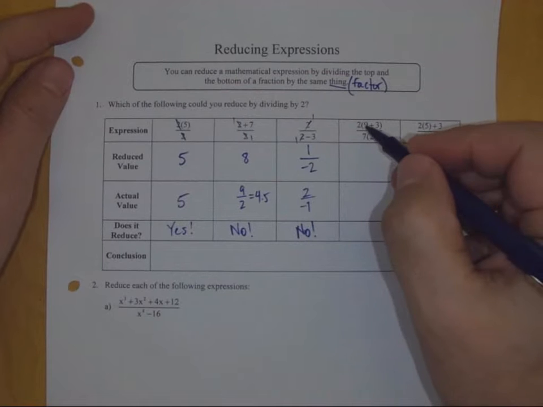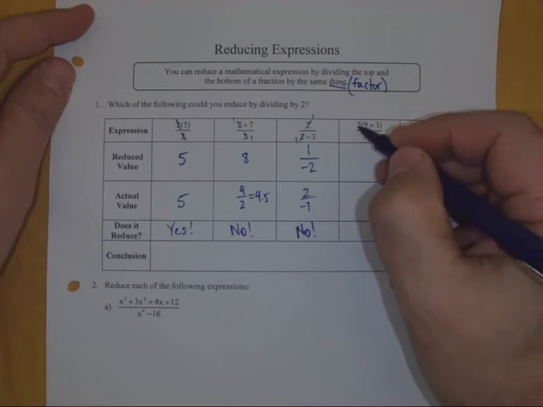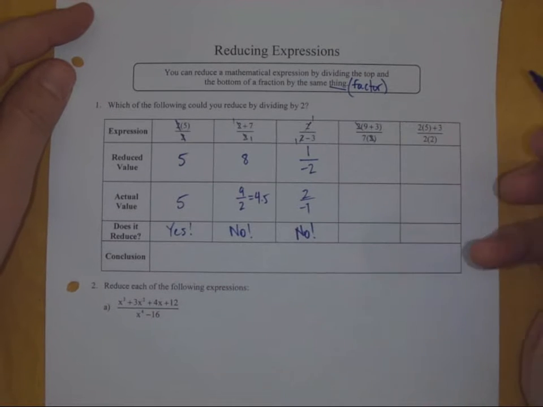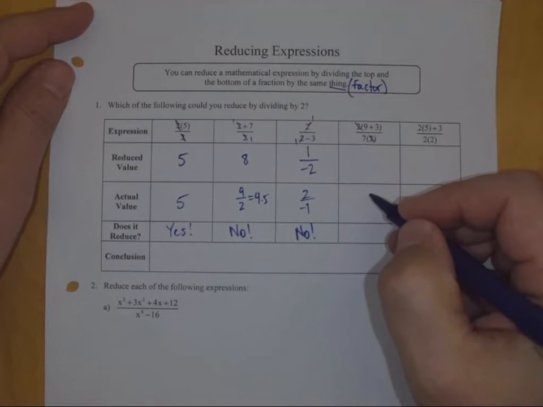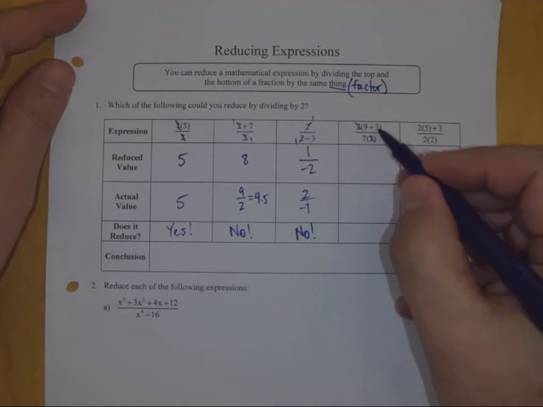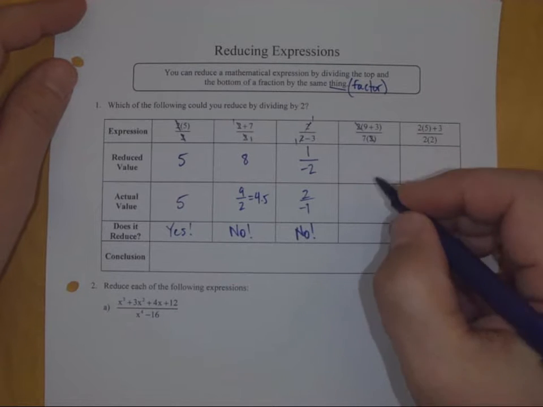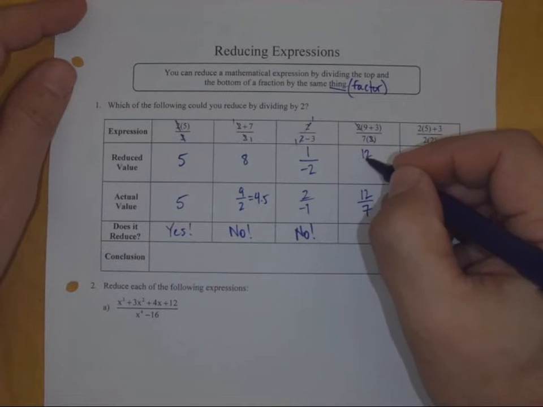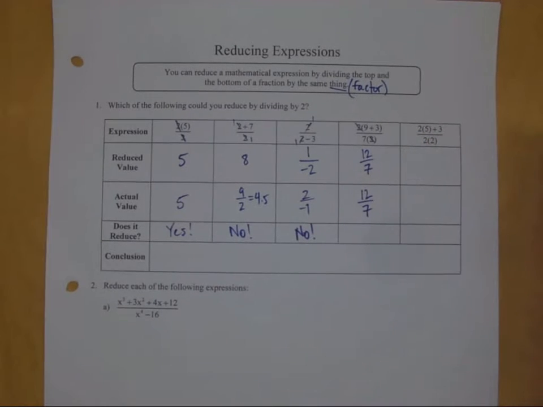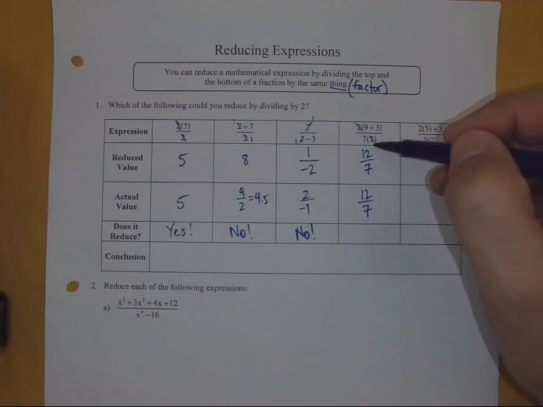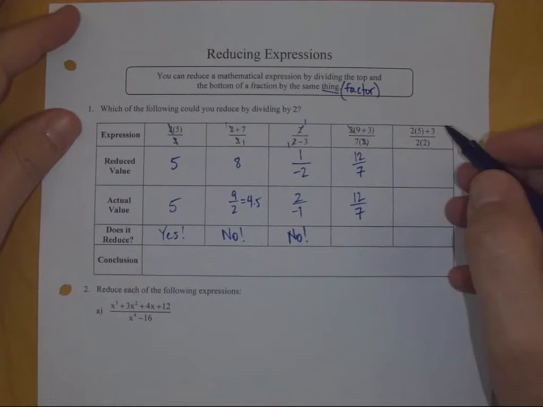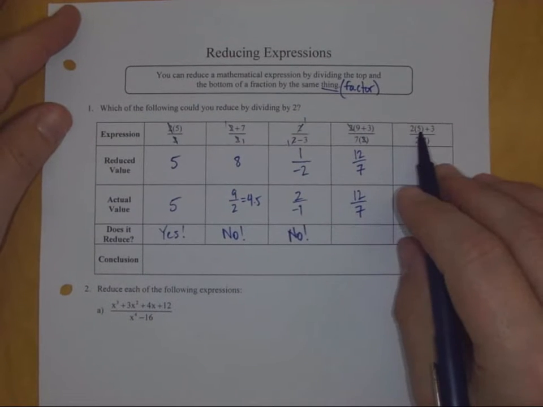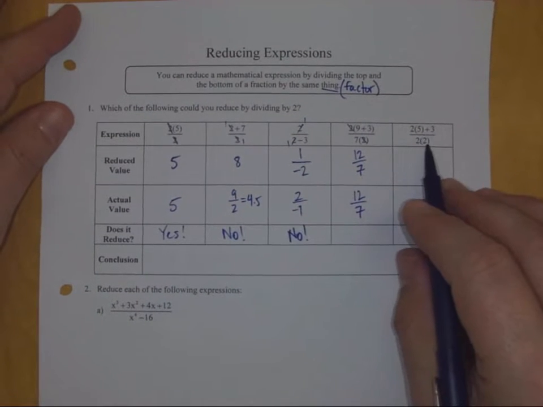Fourth one. Is 2 a factor on the top and the bottom? Well, if it's being multiplied into a bracket, then absolutely it is. We can cancel those 2's and get an answer. 9 plus 3 is 12 over 7. And you get the same answer here of 12 over 7, whether you double the 2 on the top and bottom.